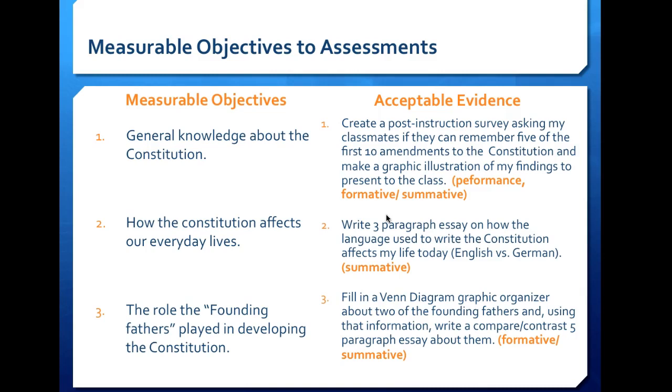And the 3rd objective, the role the Founding Fathers played in developing the Constitution. They fill in a Venn diagram about 2 of the Founding Fathers, having done some research on both of them. Similarities, differences in position, in life circumstances, and how they managed slaves. It can be a variety of things in this Venn diagram.